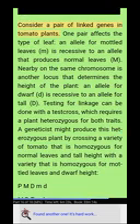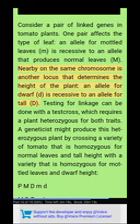Consider a pair of linked genes in tomato plants. One pair affects the type of leaf. An allele for mottled leaves, m, is recessive to an allele that produces normal leaves, M. Nearby on the same chromosome is another locus that determines the height of the plant. An allele for dwarf, t, is recessive to an allele for tall, T.